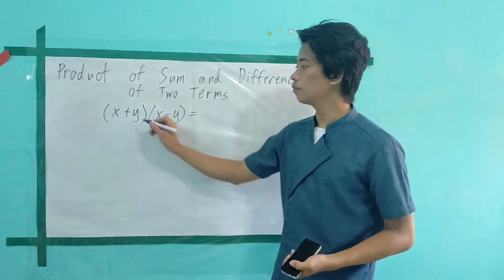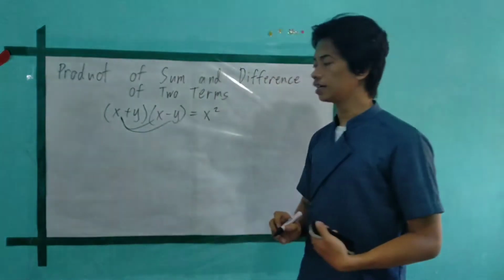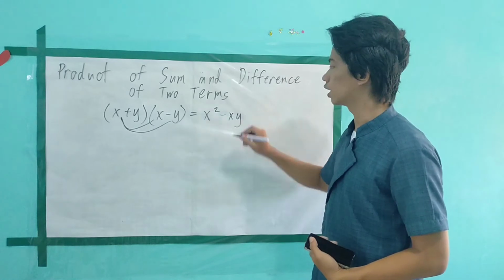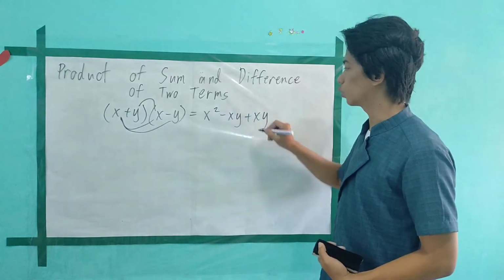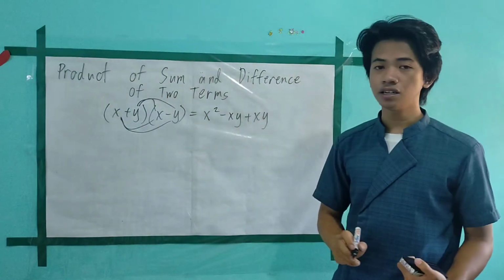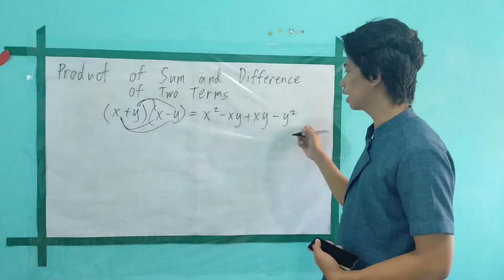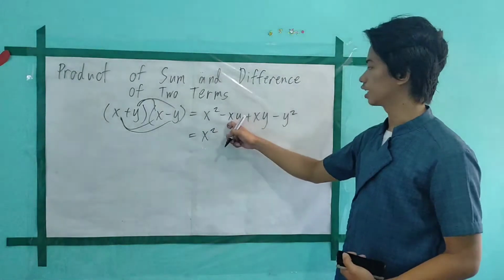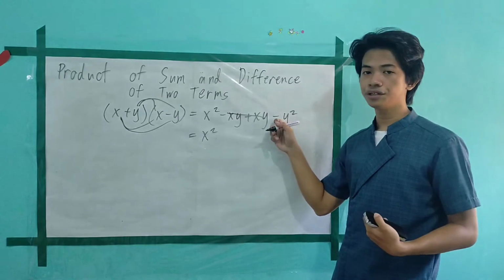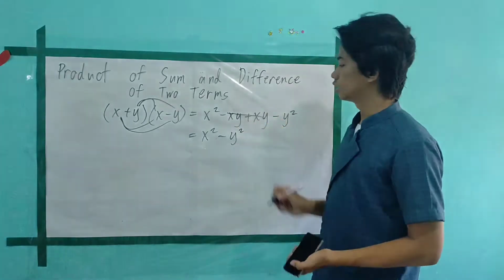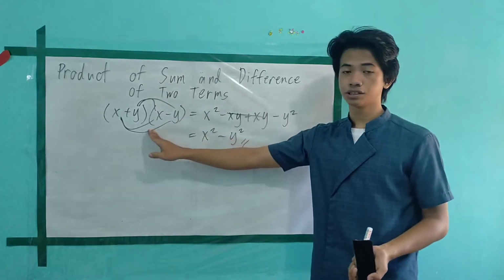So let's solve it using FOIL method. X multiplied by x is x squared. X multiplied by negative y is negative xy. Then y multiplied by x is positive xy. Then next, y multiplied by negative y is negative y squared. So let's simplify this one. We have x squared, negative xy plus xy is 0. So it cancels out. Then copy negative y squared. So this will be the answer for product of sum and difference of two terms.